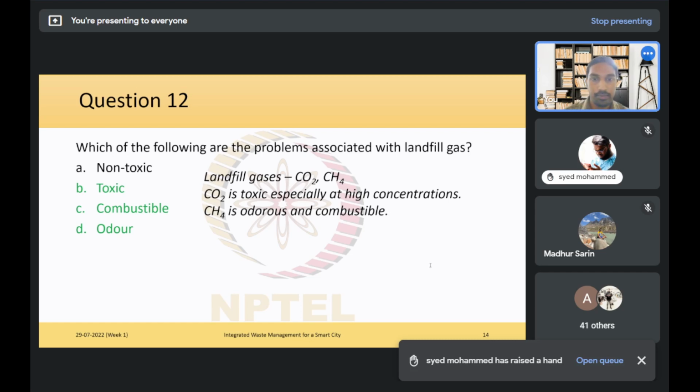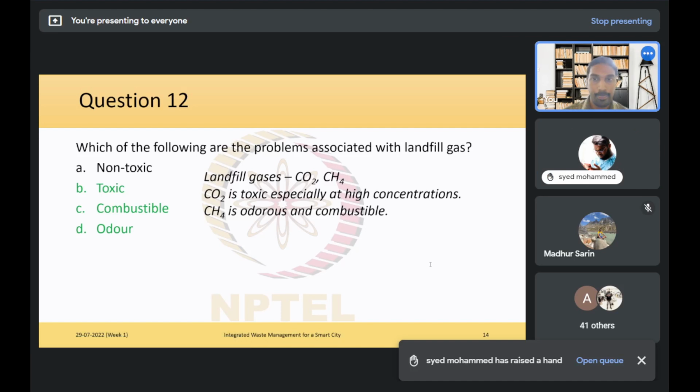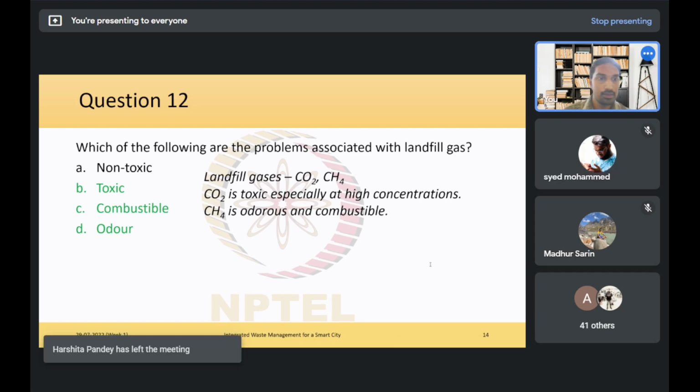Syed: Sir, landfill gas is nothing but biomass gas, right, sir? No, the gas will not be just methane. Carbon dioxide is also a landfill gas. Okay, sir. Any other questions?